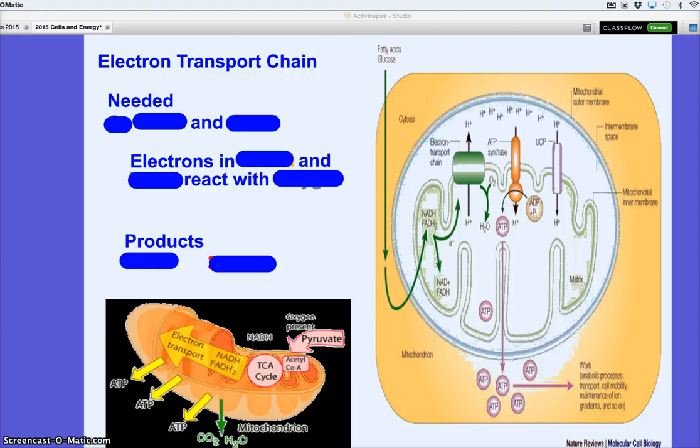Electron transport chain. What starts this whole process? Let's think of what was made during Krebs, and that's what starts ETC. ATP is going to be used by the cell. So that is the whole point of cellular respiration, so the cell has energy to function.